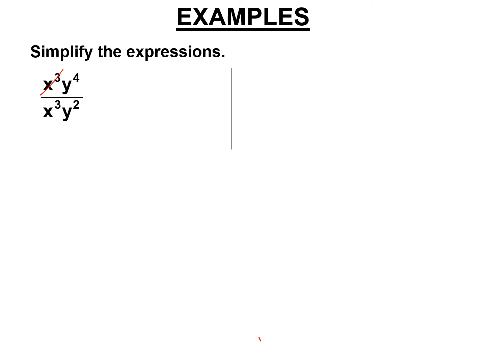All right, so all these x's just disappear, right? 3 minus 3 is 0. They all go away. There's 0 x's left. Those 2 y's go, and 4 minus 2 is 2. So this is, well, that looks like a 9. Y squared over 1, which is y squared.